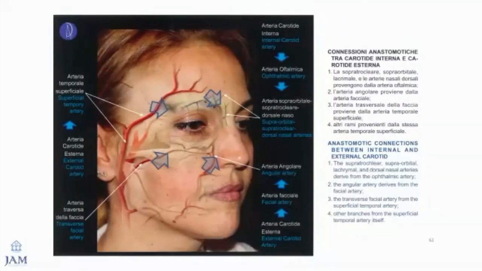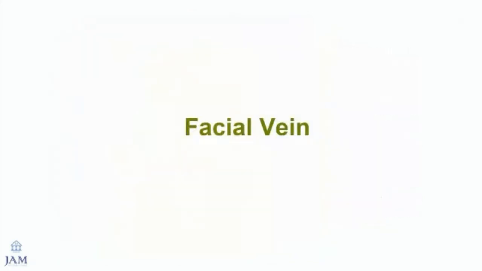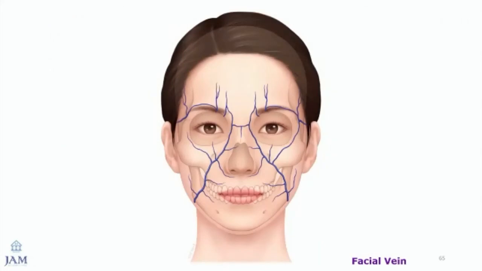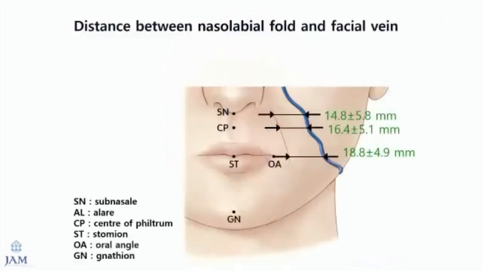So let me show an illustration of the anatomic connection between the internal and external carotid artery as a summary. The facial vein is similar in its route, but courses more directly from the mandibular margin to the angular portion. And the average distance from the nasolabial fold is larger than the facial artery, and it is deeper. So it means the facial vein is relatively safe if you inject near the nasolabial fold.